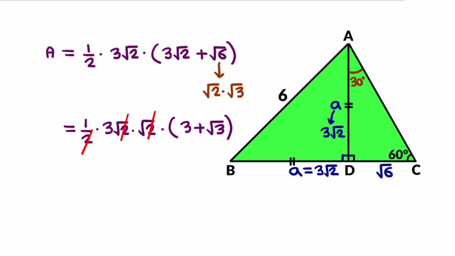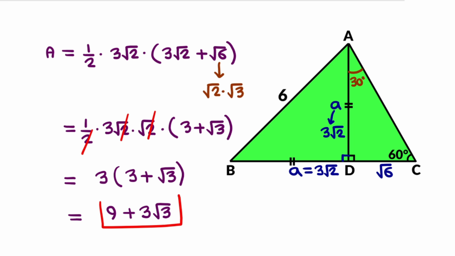Everything becomes wonderfully clean. We are left with 3 times the quantity 3 plus root 3. Finally, distribute the 3. Our exact area is 9 plus 3 root 3. And that's our final answer.